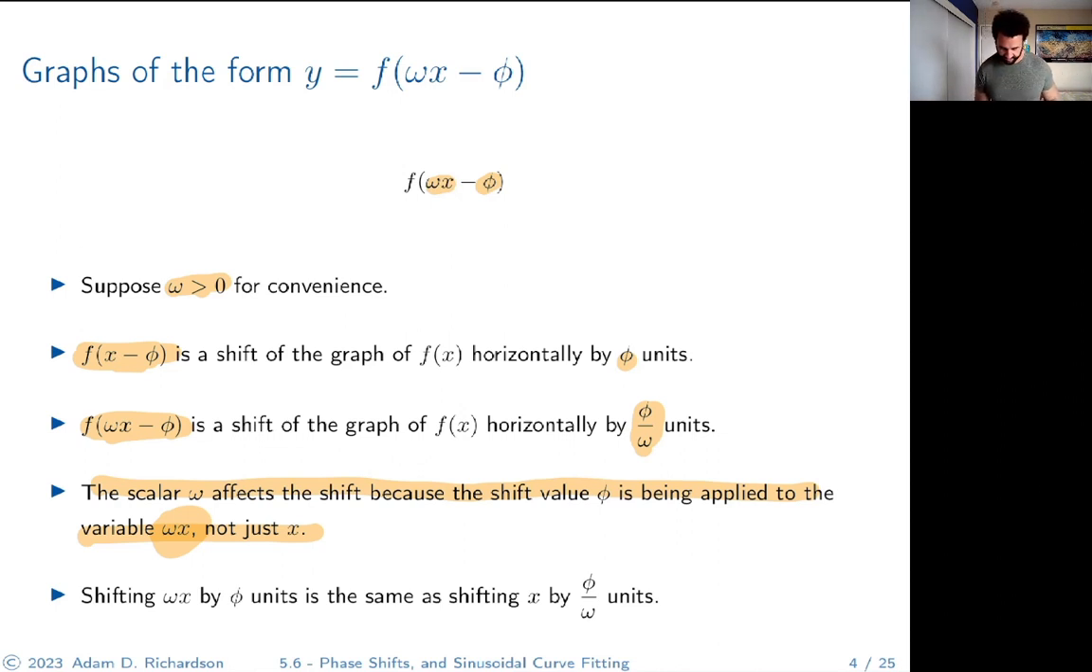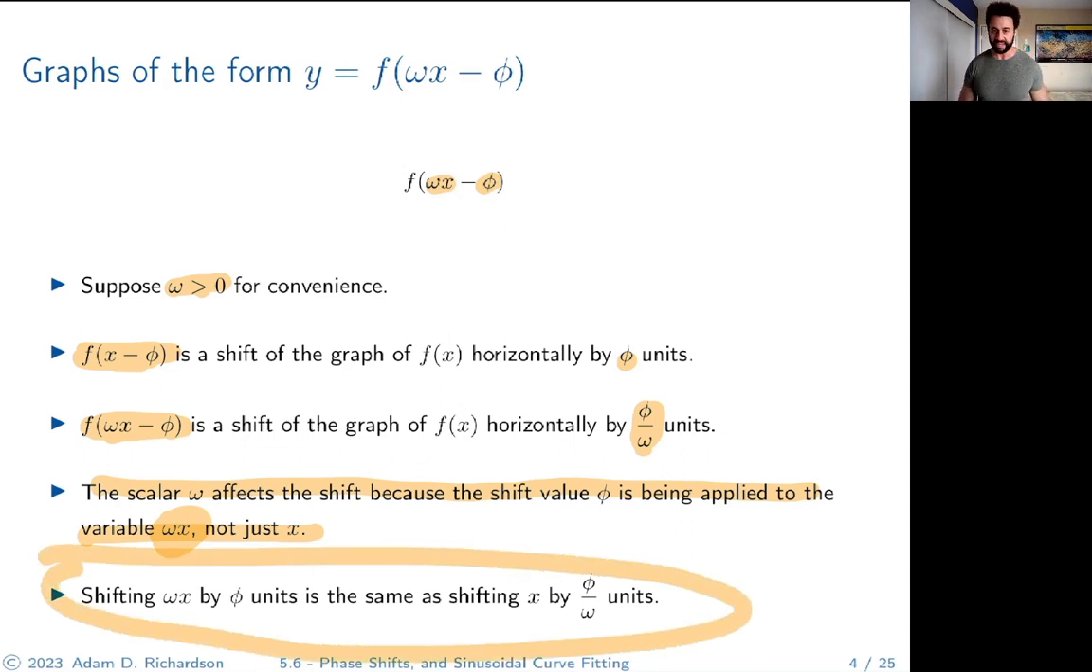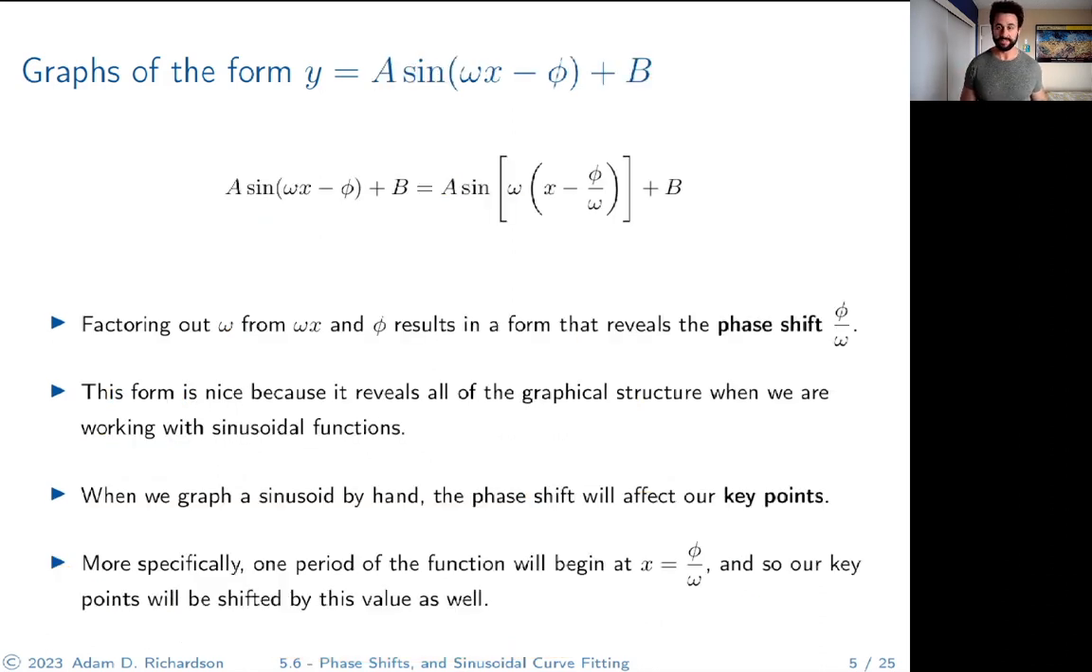Because of that, omega affects the amount of the horizontal shift. I feel like the very last line is a little bit more intuitive here. If you shift omega x by phi units, that's the same thing as shifting x by phi over omega units. So ponder that for a bit, but that's essentially how it works. Let's look at how it applies to a specific sinusoidal function.